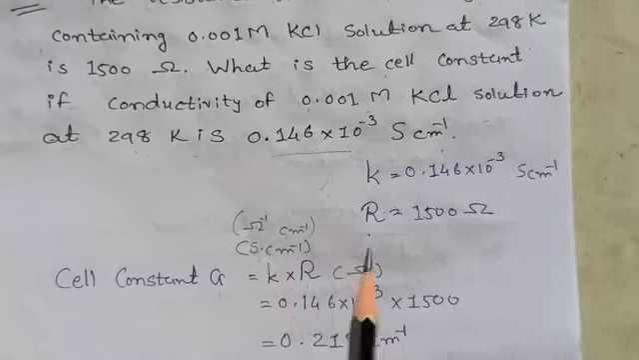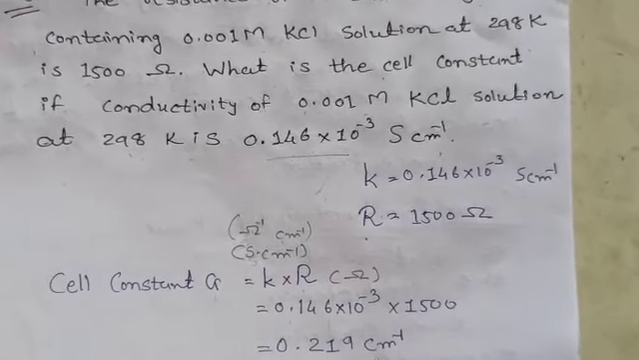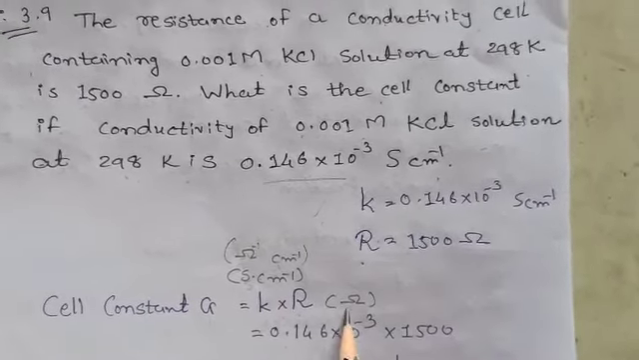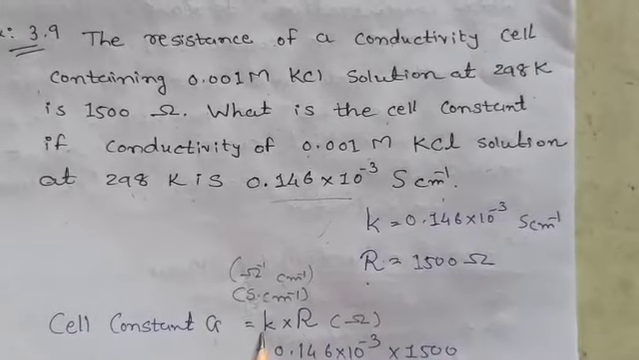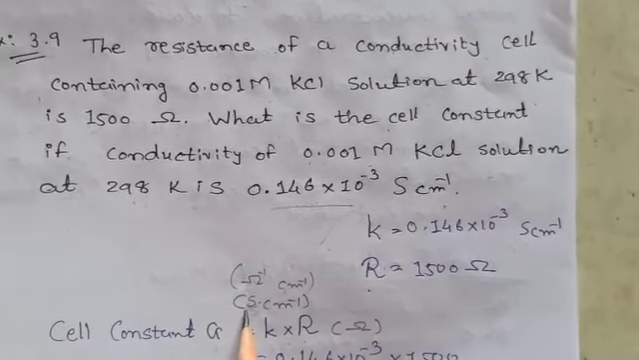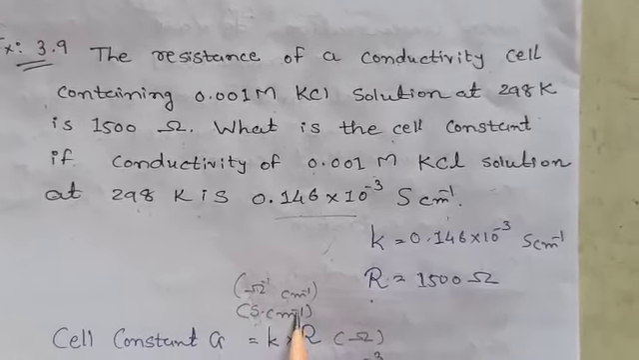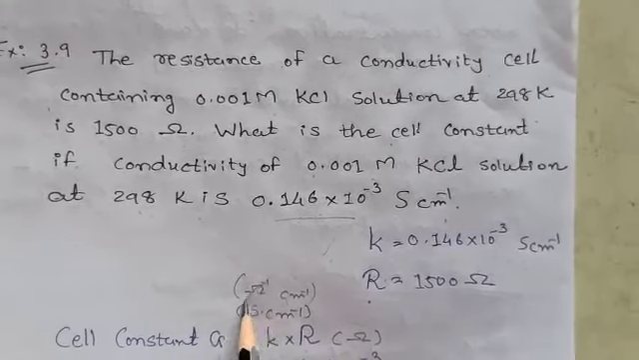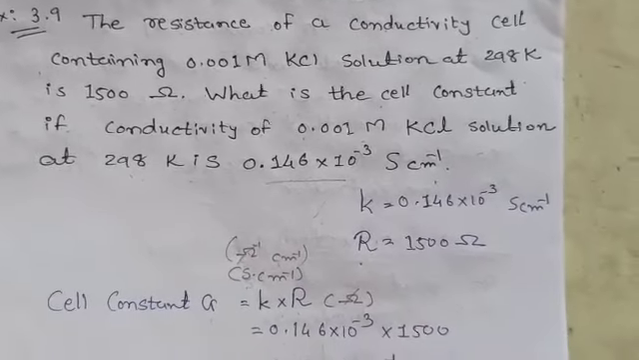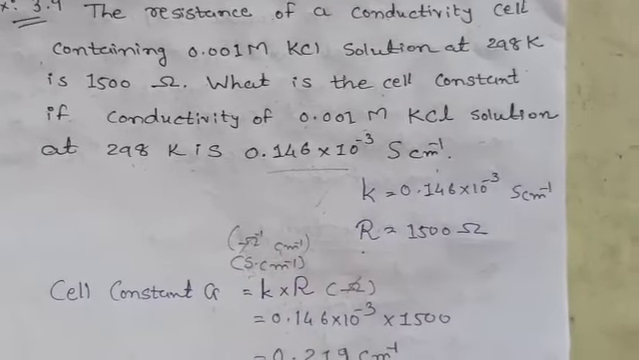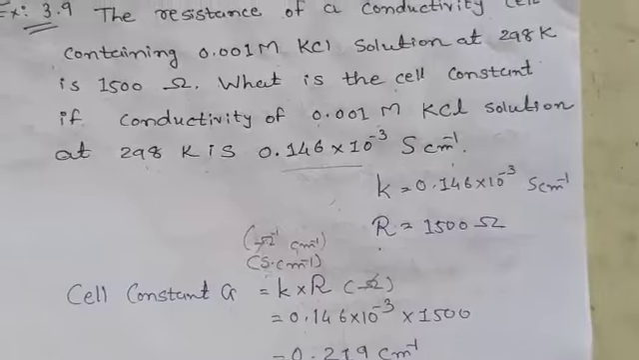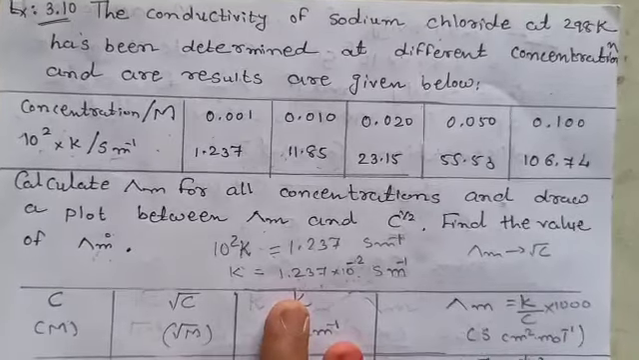The unit of cell constant will be centimeter inverse, because the unit of resistance is ohm and the unit of conductivity is Siemens into centimeter inverse. Siemens means ohm inverse, so ohm inverse and ohm will cancel out, and you will get the unit centimeter inverse. Alright. Now question number 3.10.